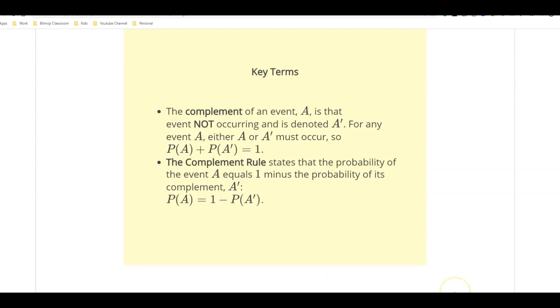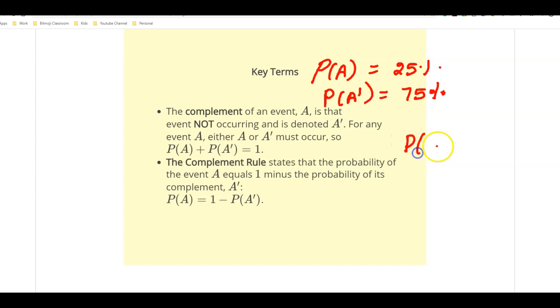So the next topic in addition of probabilities is your complement. A complement of an event is that event not occurring. So if I say probability of A is 25%, then the complement of A is 75%. Now, when I say this, you might ask, where did I get 75% from? So let me give you an example.